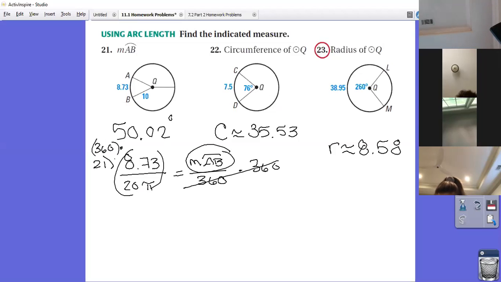Hold on a second. That doesn't seem to work out. Okay, there we go. And you should get 50.02. You can divide 8.73 by 20 pi first and multiply it by 360, either way. So that's number 21.